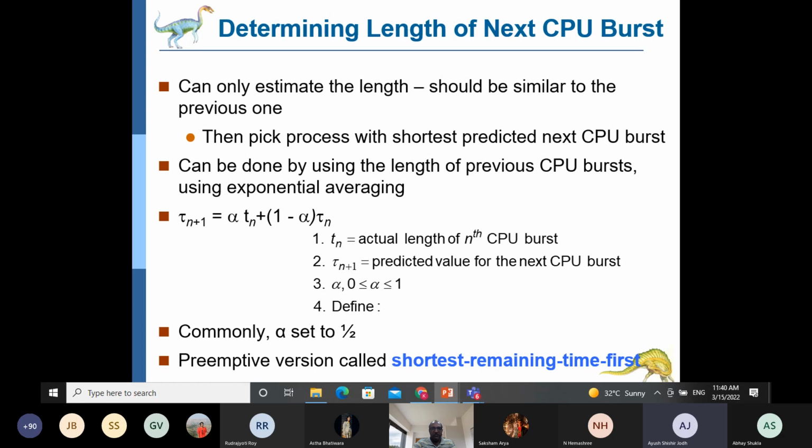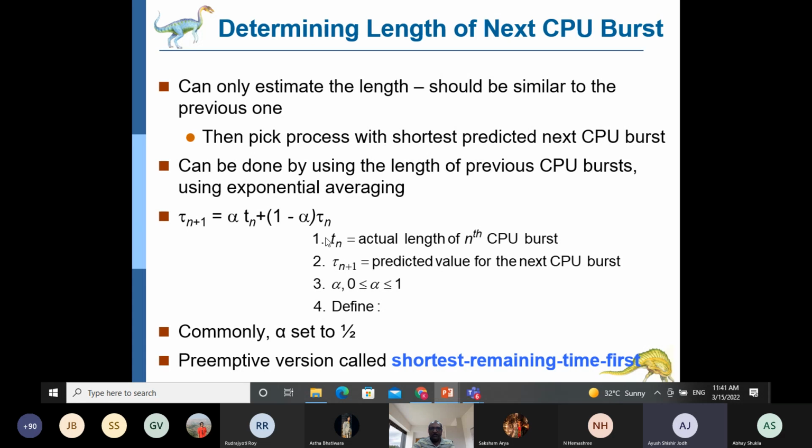So for predicting the n plus 1th CPU burst, we are considering the recent actual value and the recent history, that means tau of n. Again, if you expand this tau of n further, it is estimated from the previous n minus 1 values, right? That way you can keep on expanding. And here alpha is nothing but a weighting factor. So for predicting the n plus 1th CPU burst, we consider the recent actual value as well as the recent predicted value.